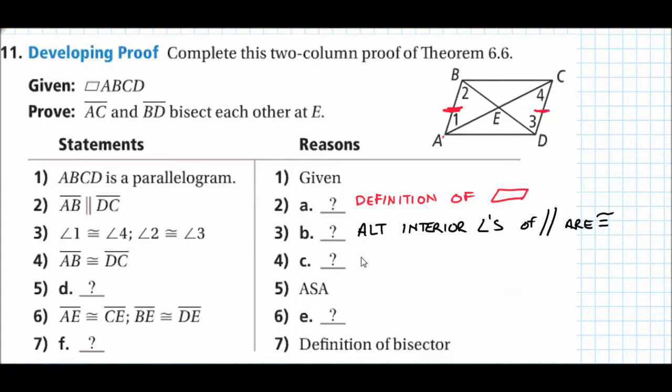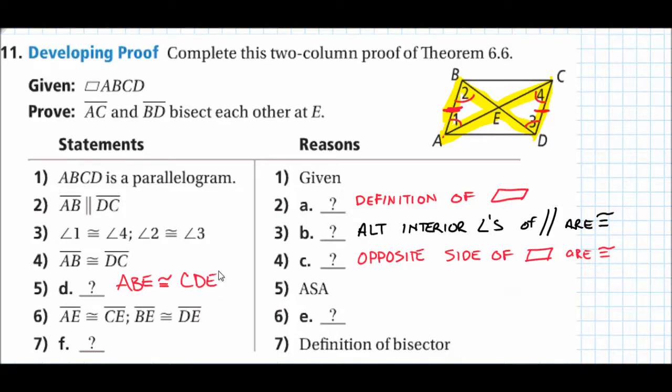Well, the reason is opposite sides of parallelograms are congruent. So now what do we have here? We have triangle ABE. Highlight that for us. Triangle ABE must be congruent to triangle CDE. And we prove that through angle side angle.